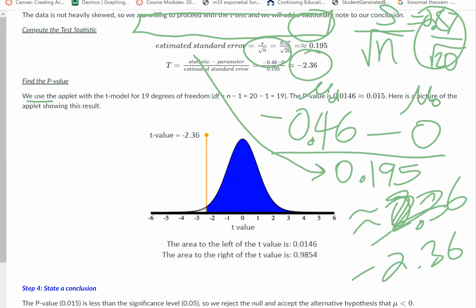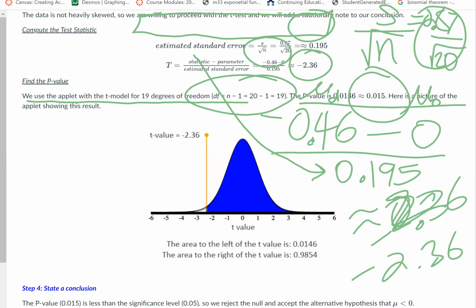Now we'll use the applet with the t-model for 19 degrees of freedom, because remember, degrees of freedom is n minus 1, and in this case, n is 20. So 20 minus 1 is 19 degrees of freedom. And the p-value that we got, if we put in the t-value that we calculated up here, and then the degrees of freedom being 19, is about 0.0146.